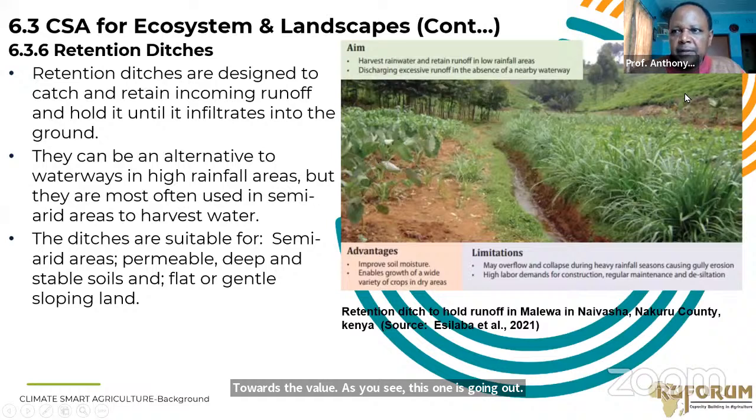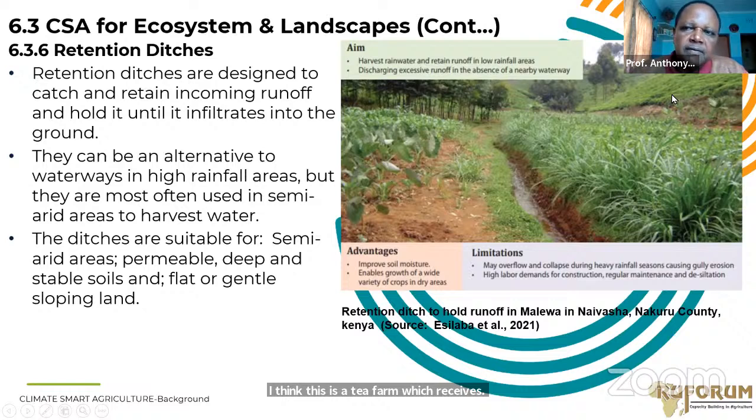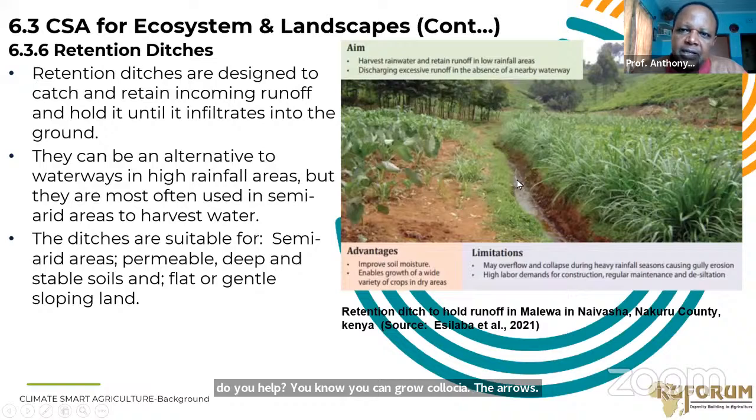So I think this is a tea farm, which receives, tea is grown in areas receiving over 1,400 millimeters of rainfall. That's a lot of rain. It literally rains throughout the year. So if your soils are loose, how do you help them? You can grow colocasia, the arrowroots, because it floods, but create your own small stream by digging a kind of ditch drainage that will move out the water.